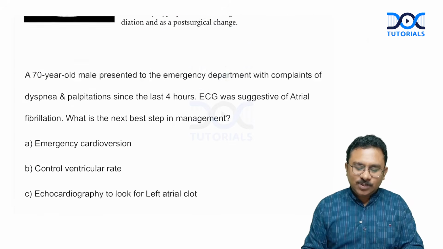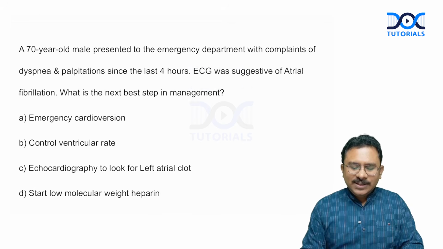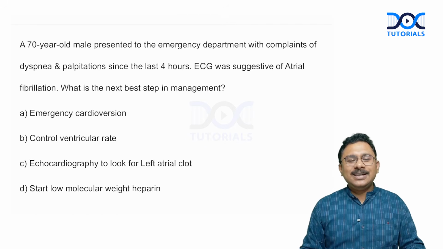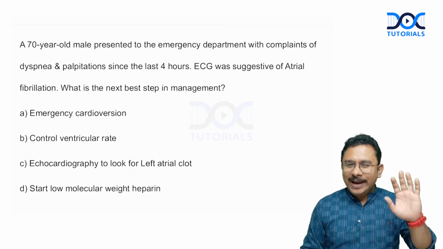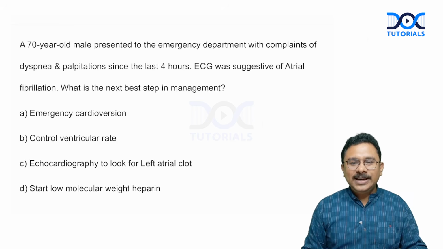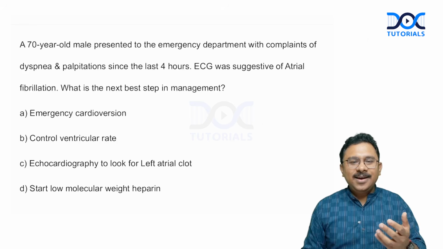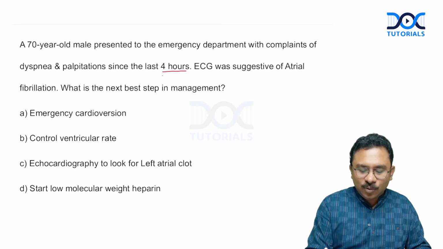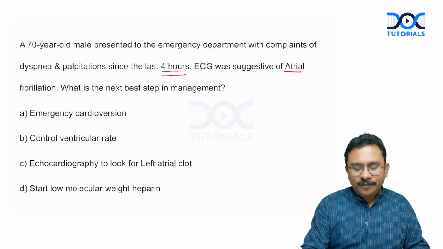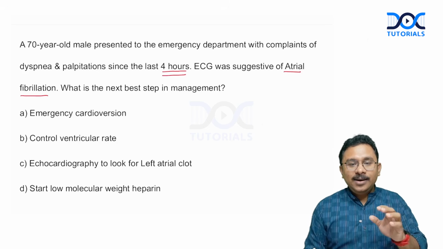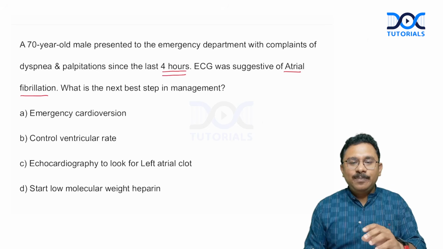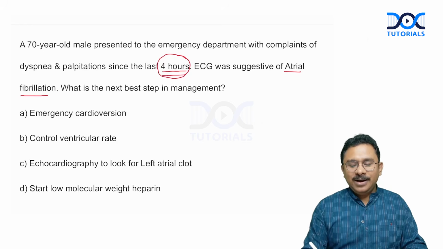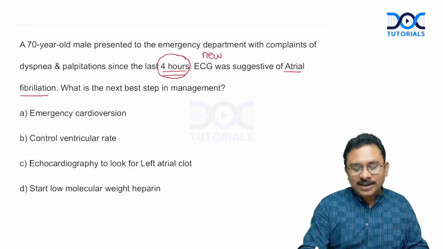Okay, let's go to the next question. So we have discussed the neurology questions, and I think it's time we start with the cardiology questions. A 70-year-old male, so an elderly male, presenting to the emergency department with complaints of dyspnea and palpitation since the last 4 hours. ECG was suggestive of atrial fibrillation. So an elderly male presenting with dyspnea and palpitations with a new onset atrial fibrillation. Correct? It's a new onset AF.